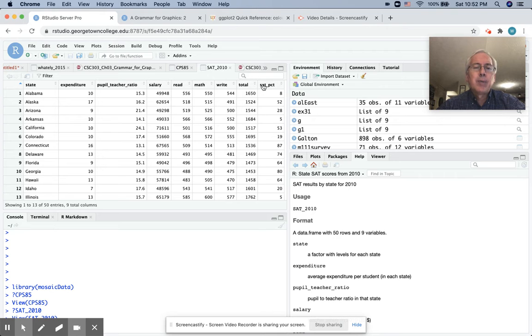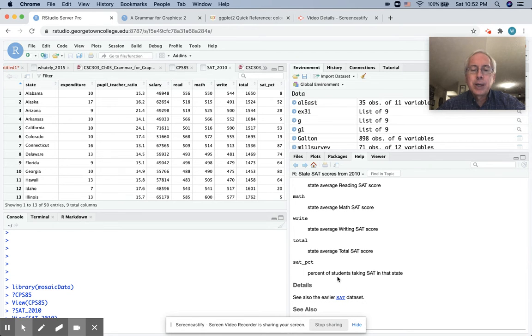And I want to focus on this variable SAT percentage. And if we go down here in our help file, percent of students taking the SAT in that state. So Alabama has only 8% of their students take the SAT, whereas a state like Delaware has 3/4, or Connecticut has 7/8 of students taking the SAT. So we've got a wide range of students who take the SAT in a state. In some sense, that's because of what the state schools accept in those states. So that we have ACT states and we have SAT states.